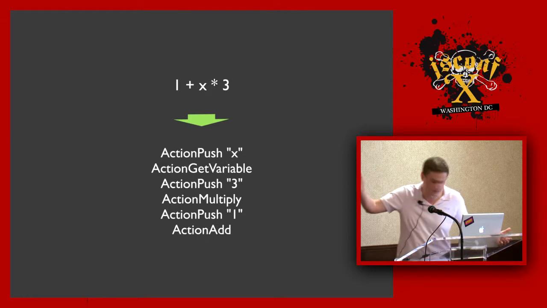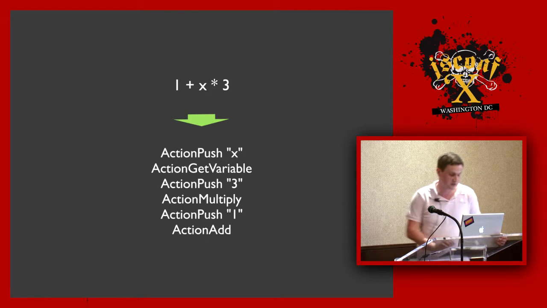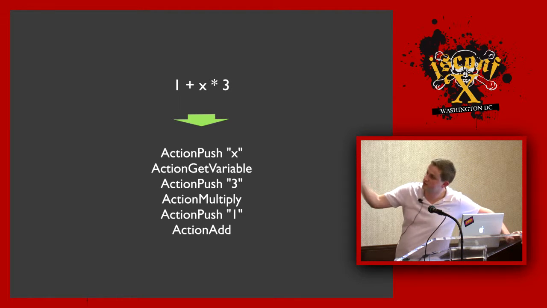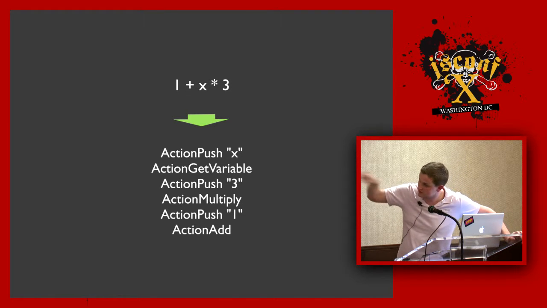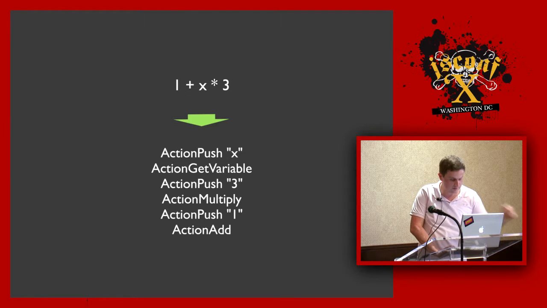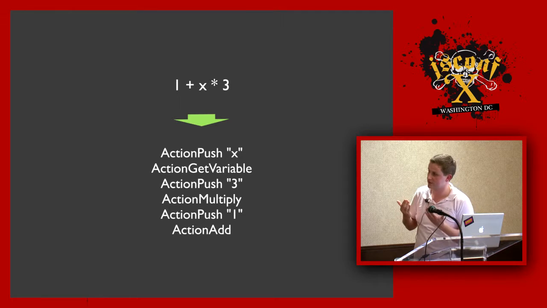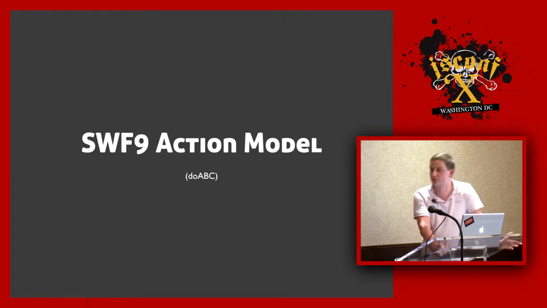So if you have a statement like 1 plus x multiplied by 3, then it will be compiled into these bytecode instructions. So it's push a string on top of the stack, then get the value of the variable whose name is on the stack as a string. Then push another value on the stack, then call the action multiply, which pops the two values from the top of the stack, multiplies them, and pushes the result back to the stack. And then there's the SWF 9 action model, which is actually ActionScript 3.